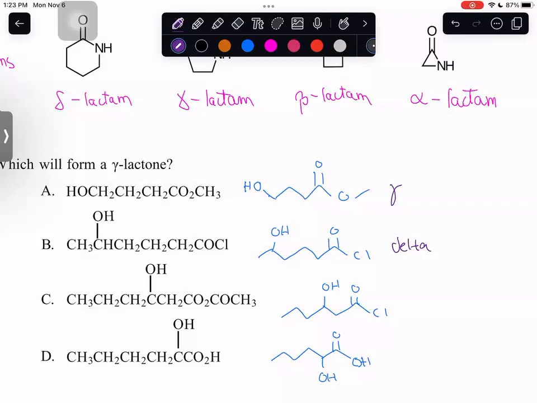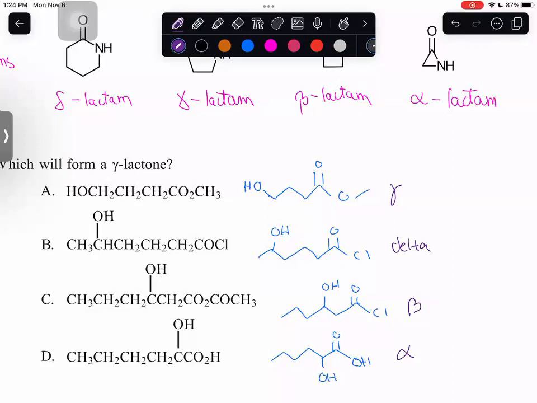Remember, you're not counting every single carbon that you see. You're only counting the position of the carbons between the alcohol and the carbonyl. That's what tells you what kind of lactone you're creating. Exactly, that one's beta. What about the very last one? Alpha. Great job.